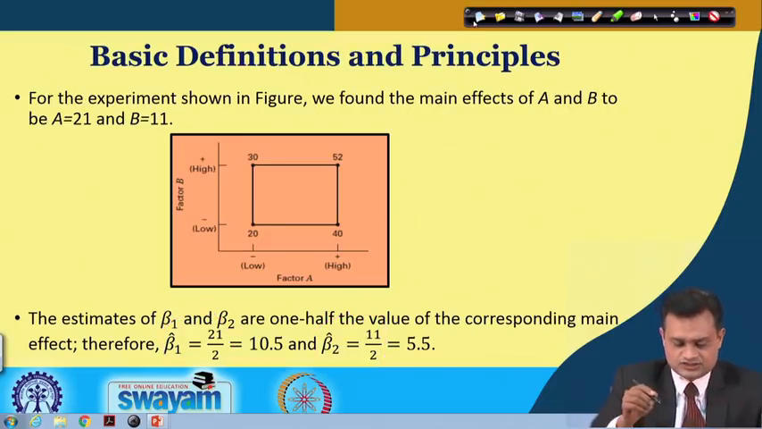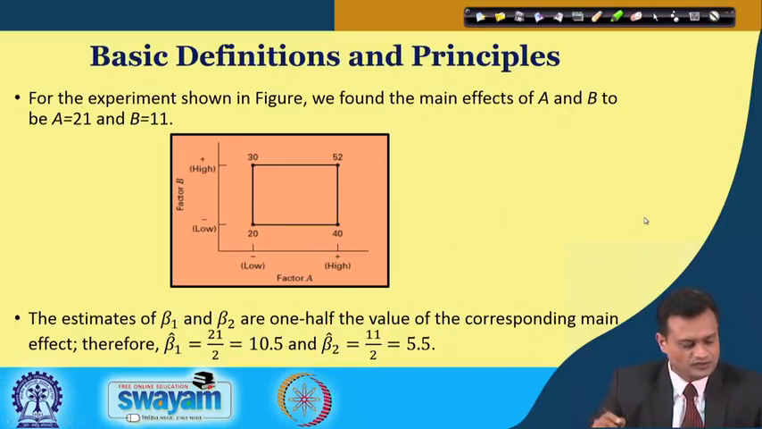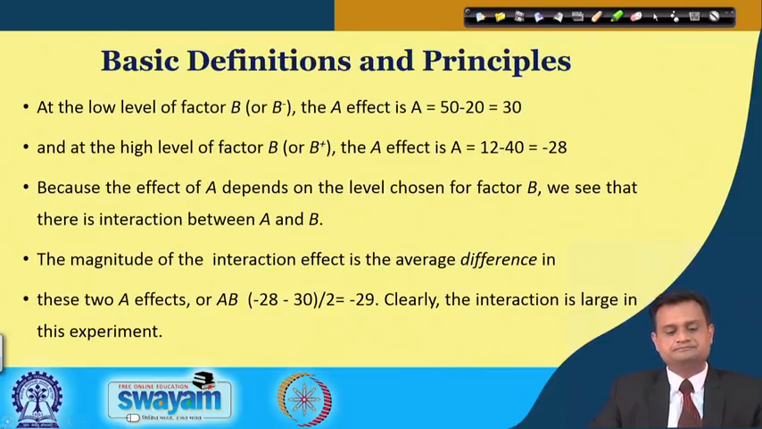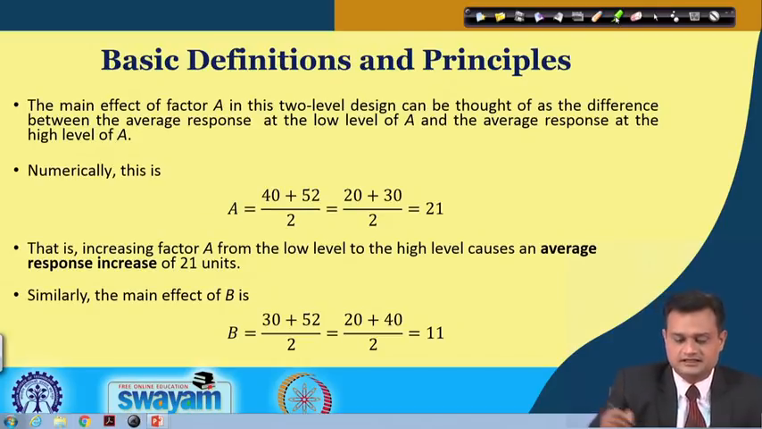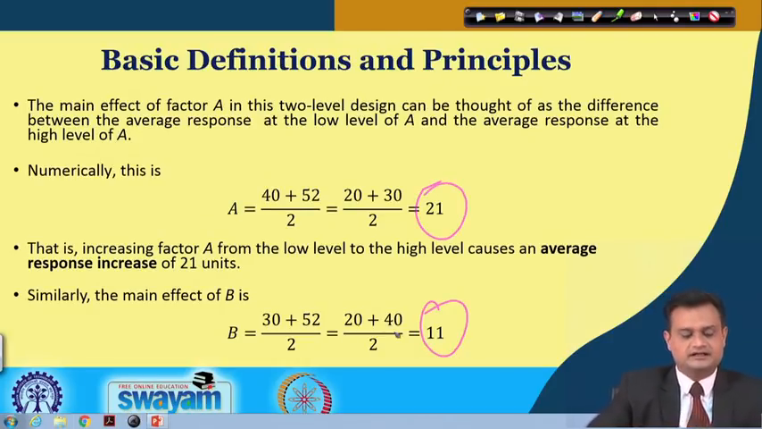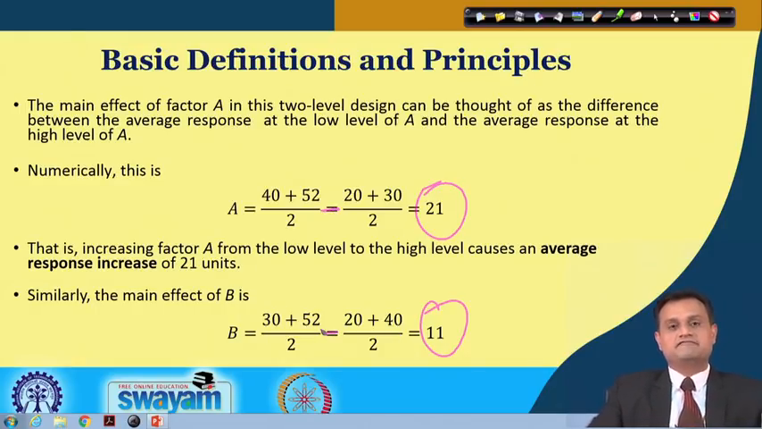So from where this 21 and 11 has come, you can just see, I can just go back to help you. So you have computed this 21 and 11. So this 21 is computed, this is minus, when the factor A can be thought of as the difference between the average response at low level of A and high level of A.